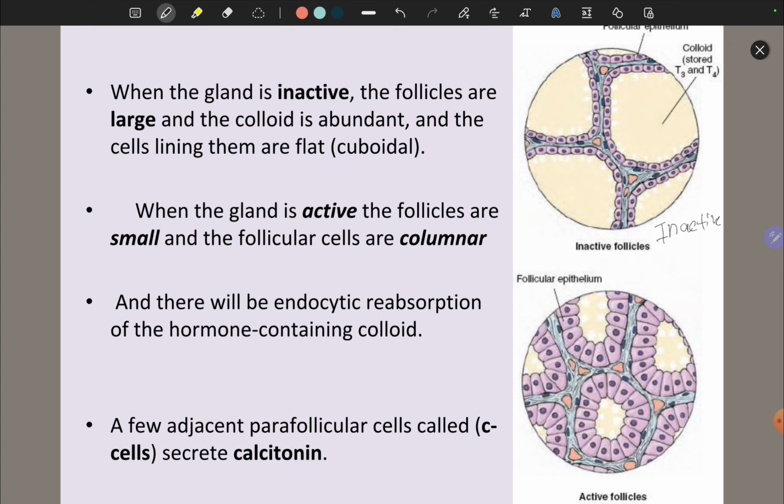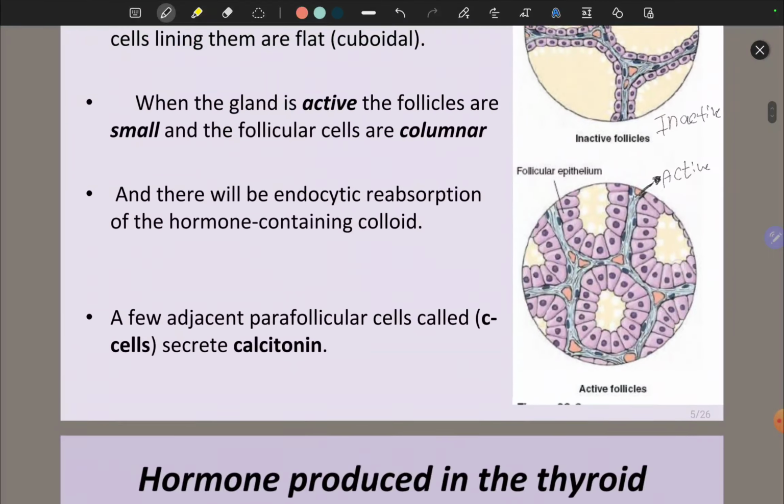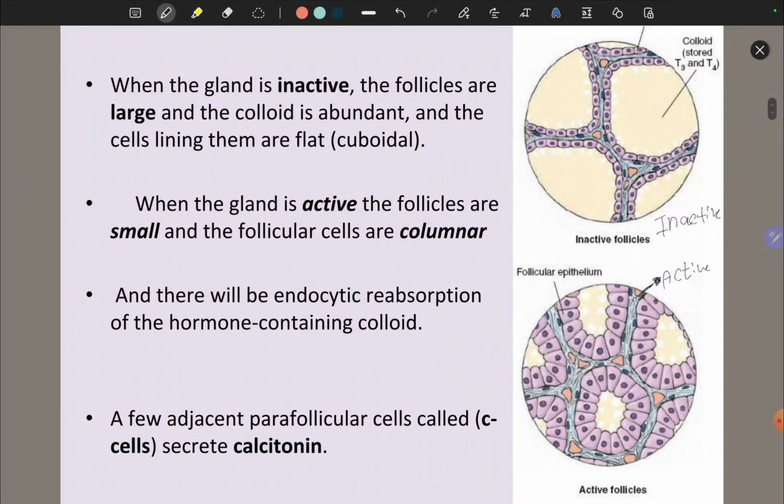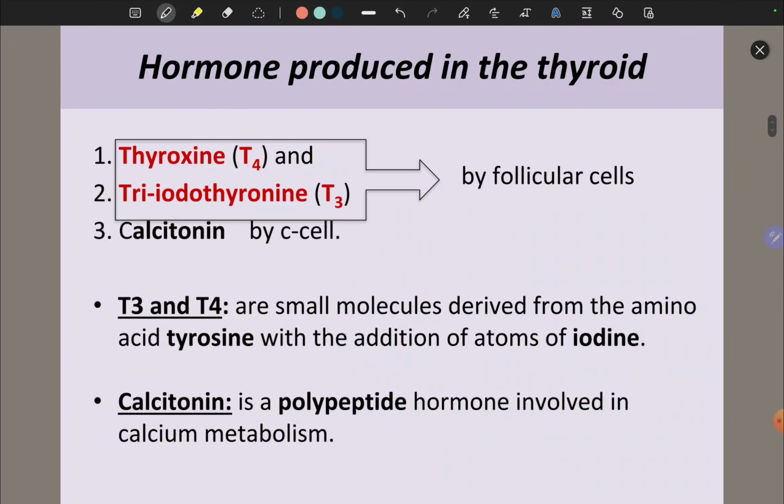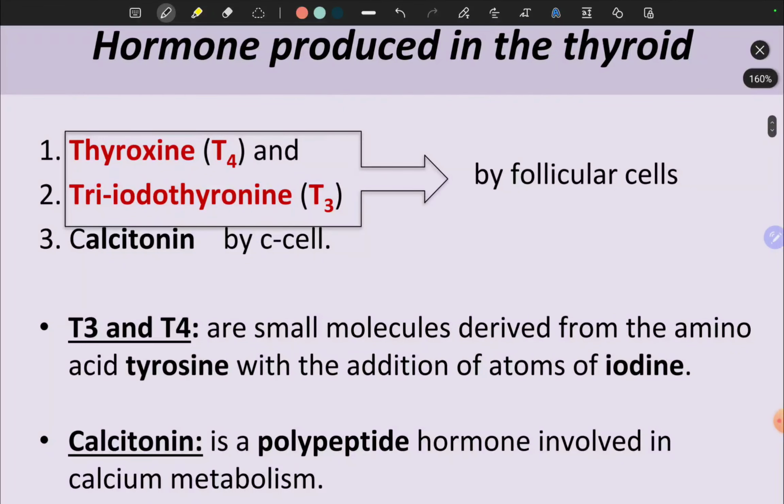The cells become columnar, from cuboidal to flattened. Flat means inactive, columnar in shape means active. The colloid is homogeneous in order to secrete and release thyroid hormone. We have T4, thyroxine, and T3, triiodothyronine. Thyroxine is tetraiodothyronine.